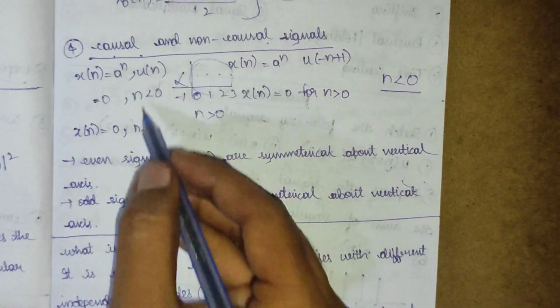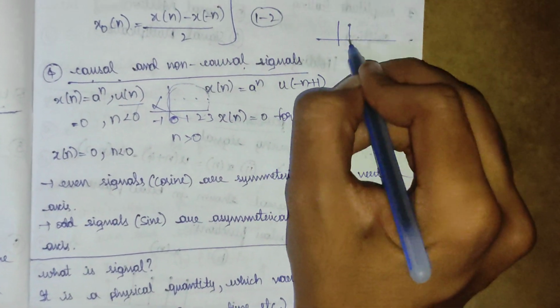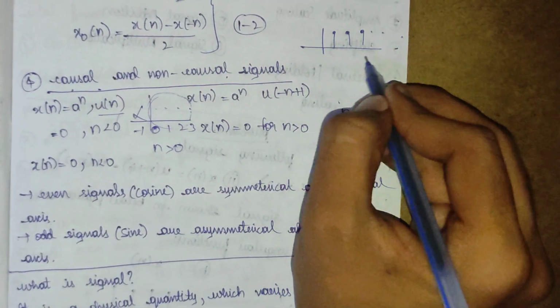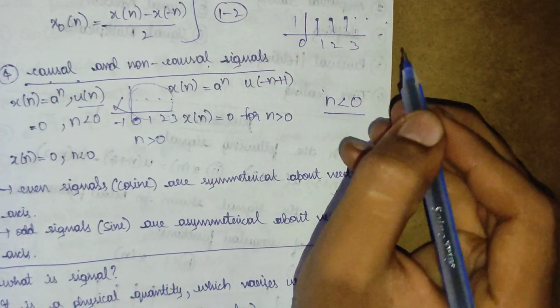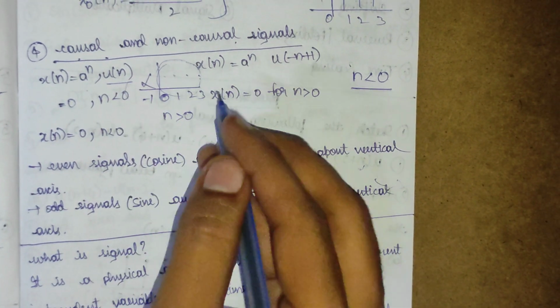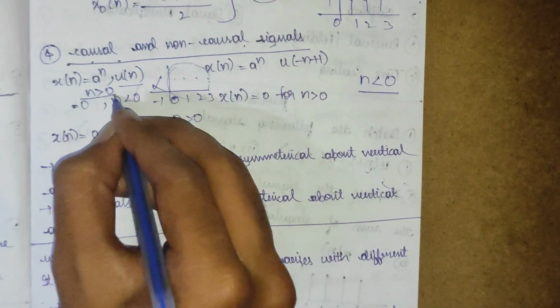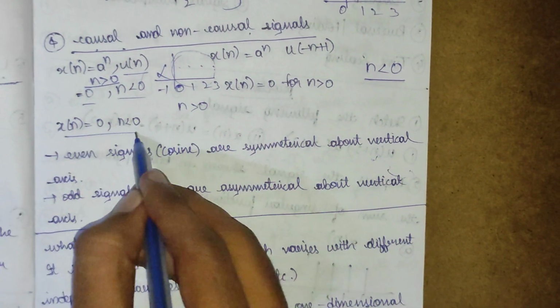The basic causal signal is the unit step u of n, where u of n is given like this, 1, 1, and so on till infinity, for 0, 1, 2, 3. All the time its amplitude is only 1. x of n equals a^n u of n. All these exist only for n greater than or equal to 0. For n less than 0, x of n equals 0. They do not exist. Okay.